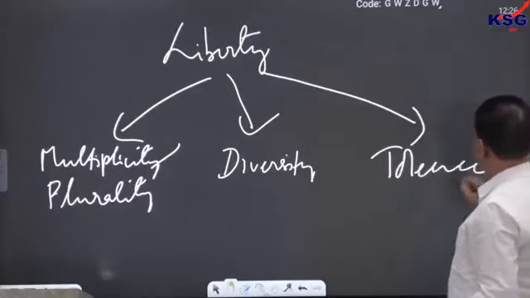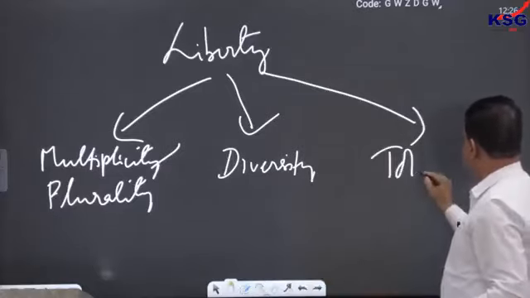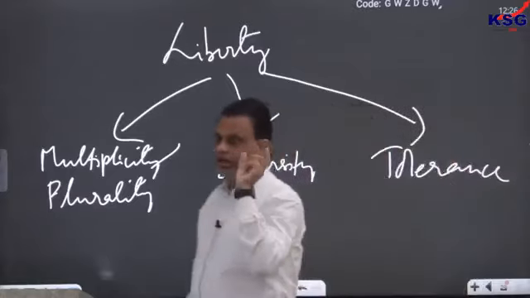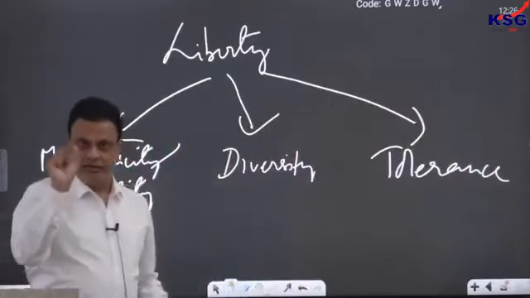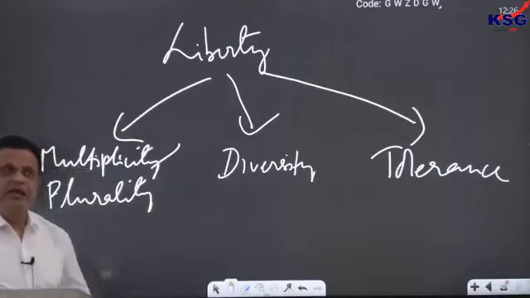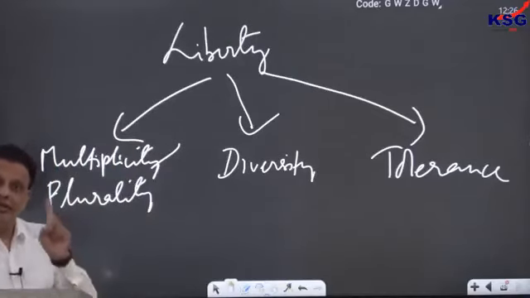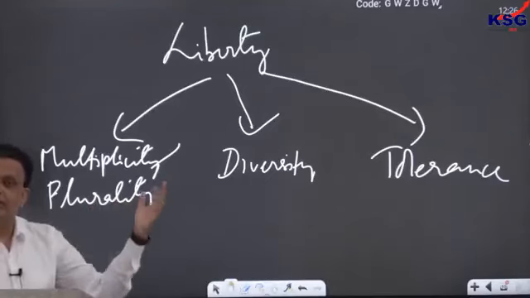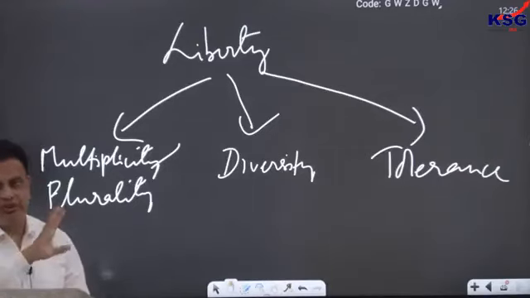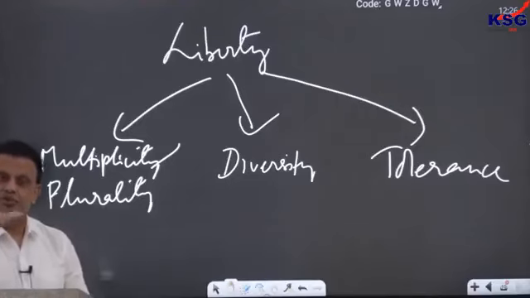Tolerance is a very important value of liberty. Tolerance means what? Tolerance simply means, suppose for example, I don't like you, your opinion, your belief, your rituals, anything. Then also I must tolerate your presence around me because it is your liberty. And even if you do not like me, then also you must tolerate my presence around you. That is the importance. Each one of us, without necessarily liking each other, should tolerate each other.